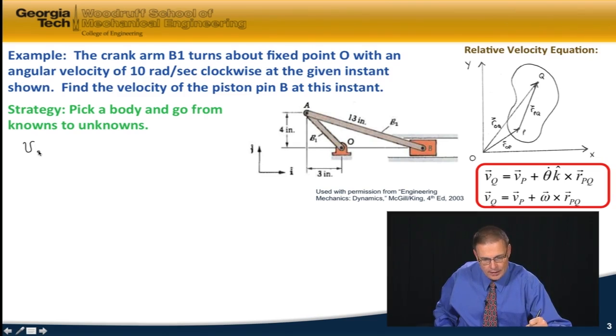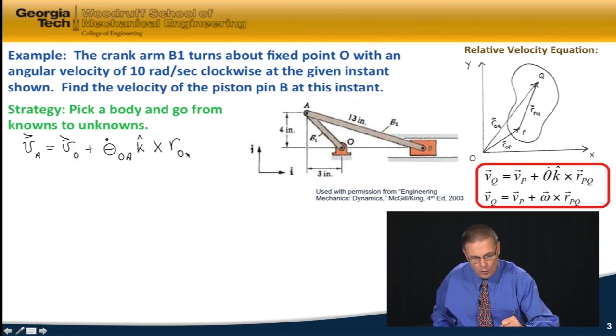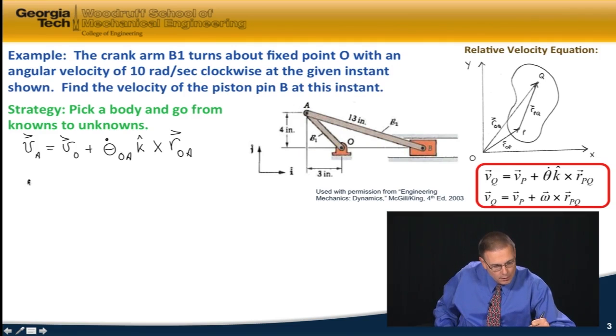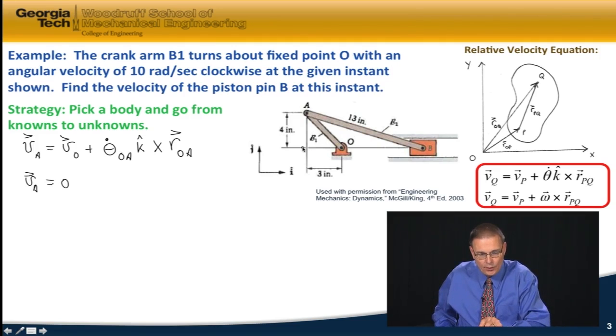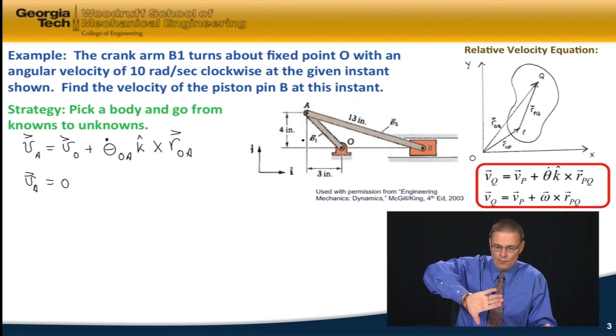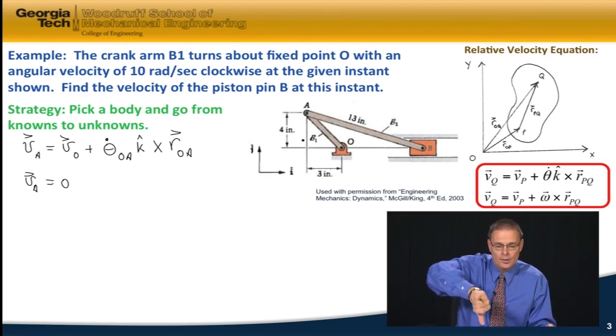So I have velocity at A, which is unknown, is equal to the velocity at O plus theta dot from O to A in the K direction crossed with R from O to A. And so in this case, I know that the velocity of O is 0. I'm given that theta dot, or the angular velocity of the crank arm B1, is 10 radians per second clockwise. And so if I go 10 radians per second clockwise by the right-hand rule, that is into the board or in the minus k direction.